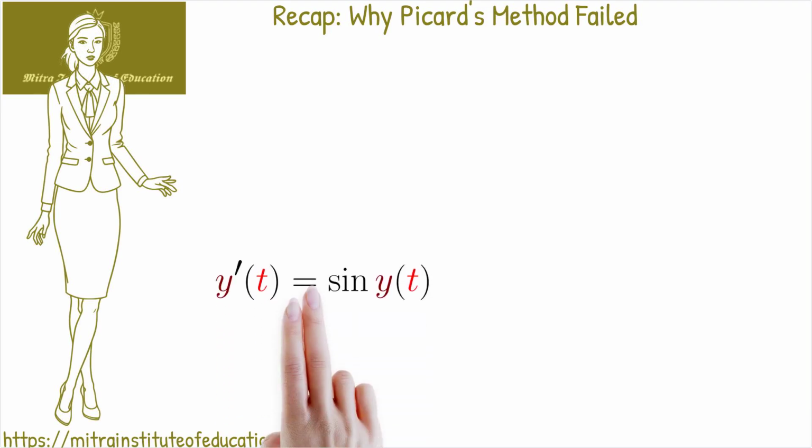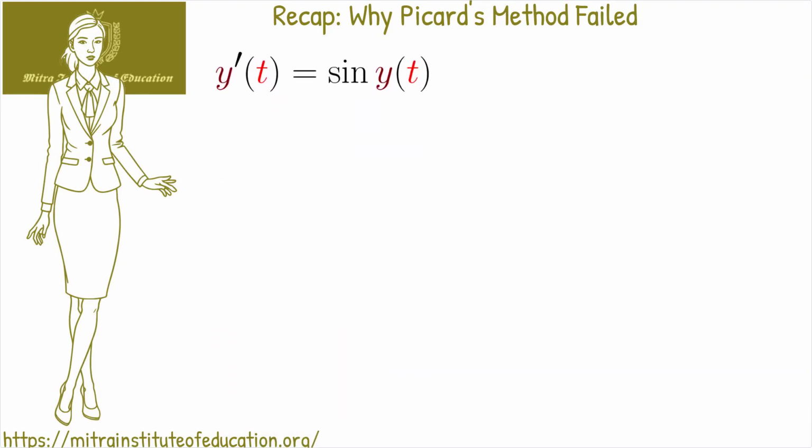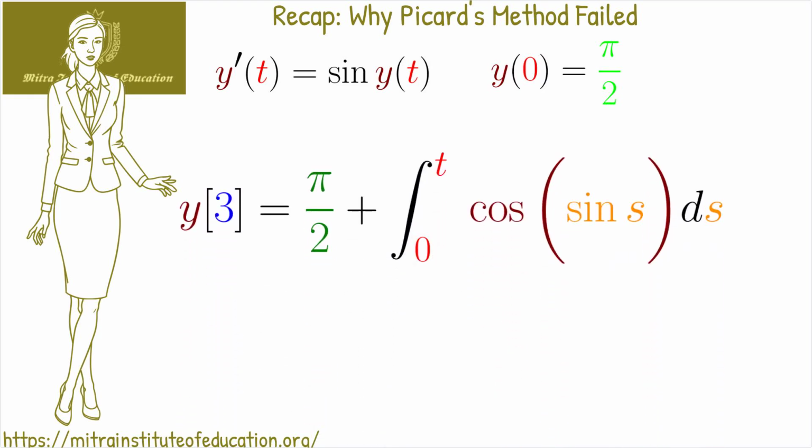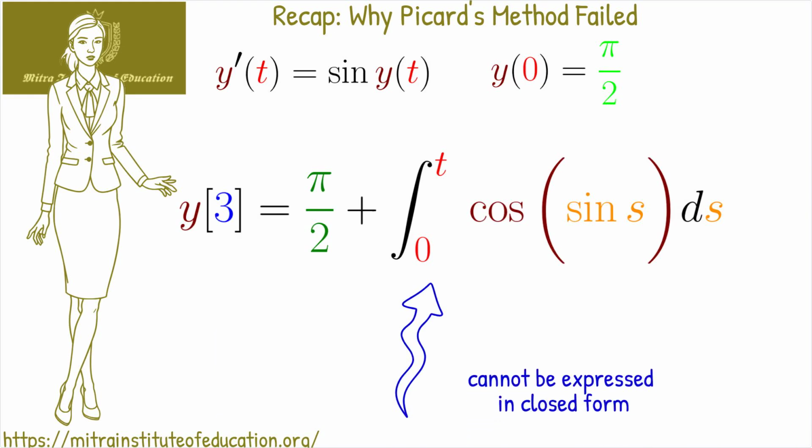Let's quickly recap why Picard's method didn't work for our example. The challenge arose during the third iteration, where we encountered an integral that couldn't be expressed in a closed form. This means we couldn't proceed with further iterations, leaving us without a solution. This limitation is why we need a modification to the method. Let's explore how we can overcome this obstacle and solve the problem effectively.